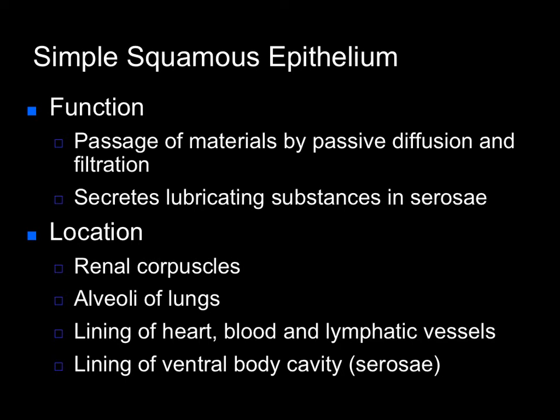And going along with the function, the passive diffusion, if you think about what the air sacs of the lungs do, they are exchanging the CO2 and the O2 back and forth in the lungs. So what happens is the blood comes through, it gives off the CO2 through the cells and then exchanges it for O2, and the blood takes that and goes on. You really need to have one cell layer here. It makes it so much easier, and you wouldn't be able to do the job if you weren't. In addition to the alveoli of the lungs, we also have the lining of the heart, blood and lymphatic vessels, and lining of ventral body cavities.